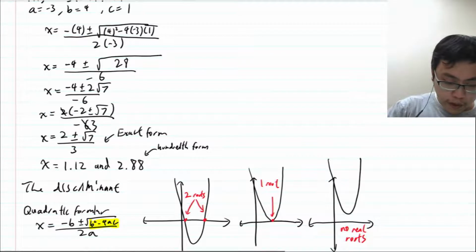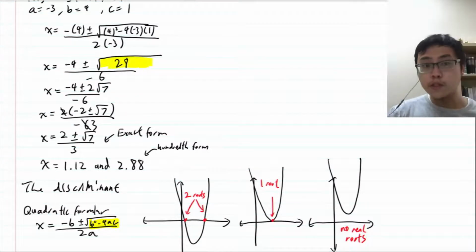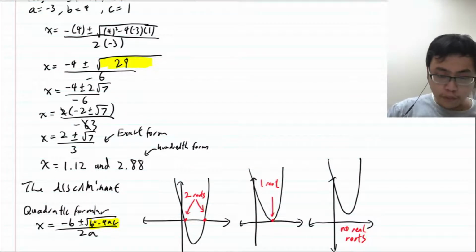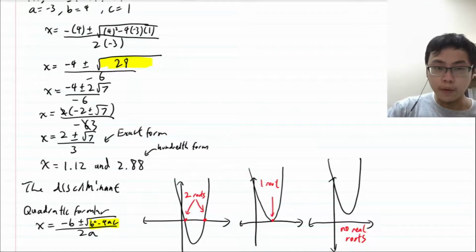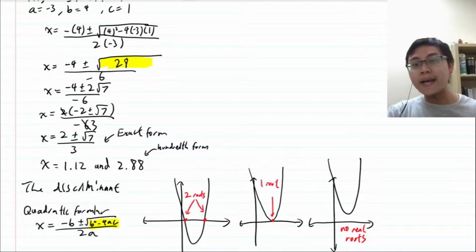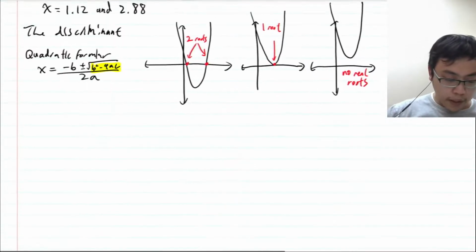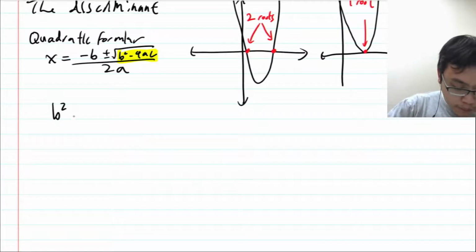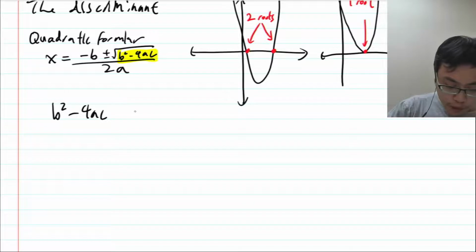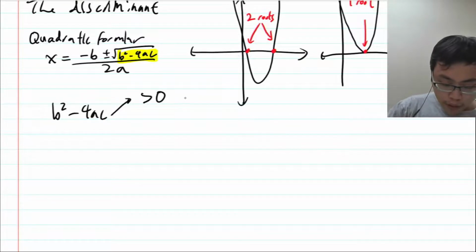The discriminant over here becomes 28, so it's positive. So if it's a positive number inside, then we will have two real roots because we have plus or minus of some number that forms our first and second answer. But over here, let's have a look. If the discriminant, b squared minus 4ac, there are three possible things that happen. If it's positive, if it's greater than 0, then we will have two real roots.